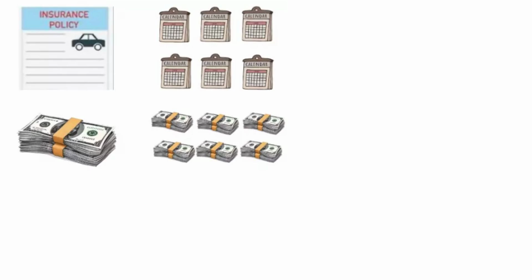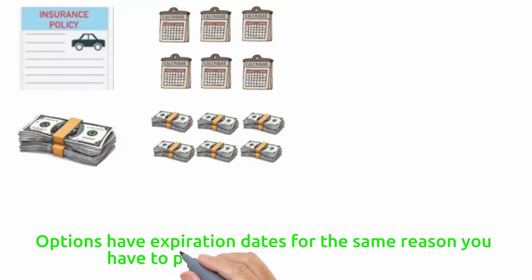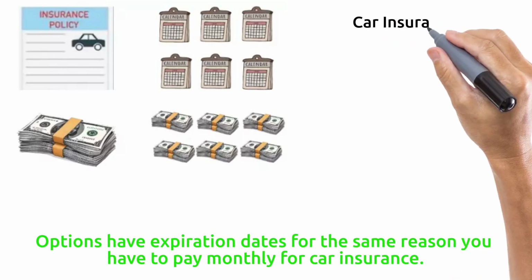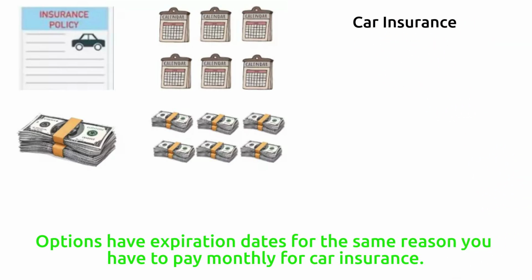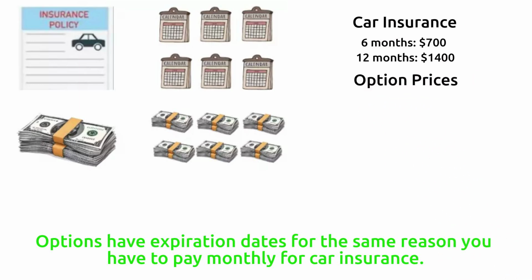Expiration dates for options work the same. You have to pay monthly for car insurance. If you want to insure your car for 6 months, it might cost you $700. However, if you want to insure it for 12 months, it might cost you $1,400. In the exact same way, an option with 60 days to expiration is going to have a higher price than the same option with only 30 days to expiration.